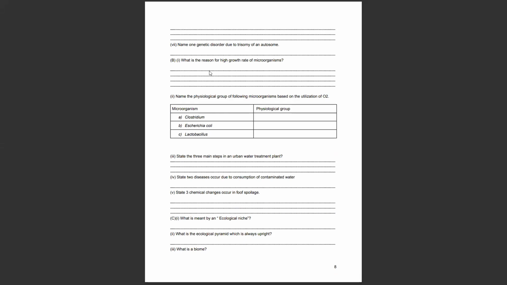Roman number 7. Name 1 genetic disorder due to trisomy of an autosome. Down syndrome. The answer should be Down syndrome. Give 1 mark. Part B, Roman number 1. Then another, microbiology. What is the reason for the high growth rate of microorganisms? Your answer should include these points.